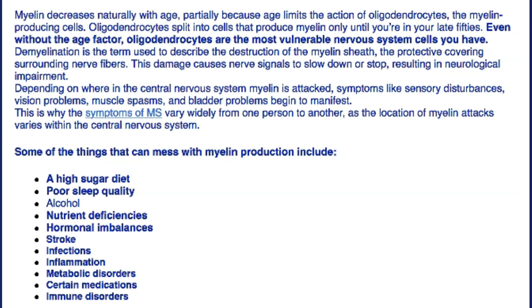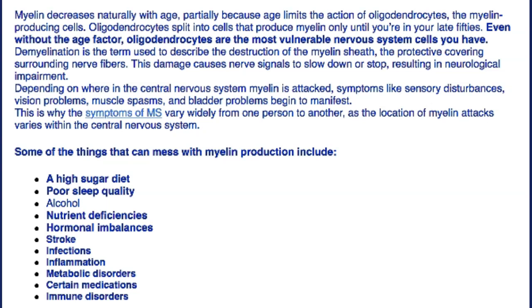Demyelination is the term used to describe the destruction of the myelin sheath, the protective covering surrounding nerve fibers. This damage causes nerve signals to slow down or stop, resulting in neurological impairment. Depending on where in the central nervous system myelin is attacked, symptoms like sensory disturbances, vision problems, muscle spasms, and bladder problems begin to manifest. This is why the symptoms of MS vary widely from one person to another, as the location of myelin attacks varies within the central nervous system.